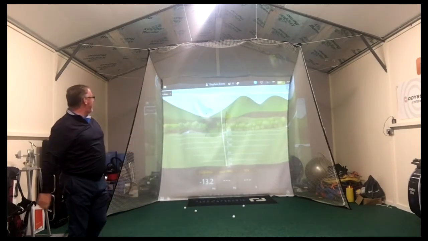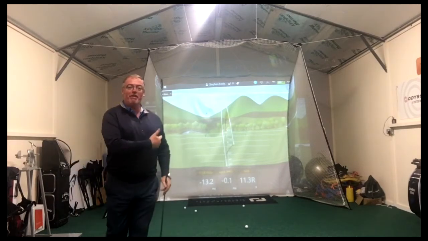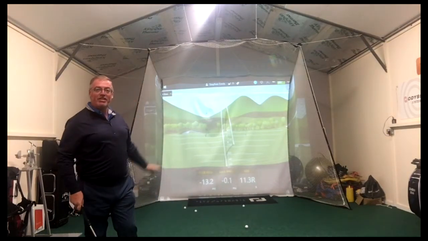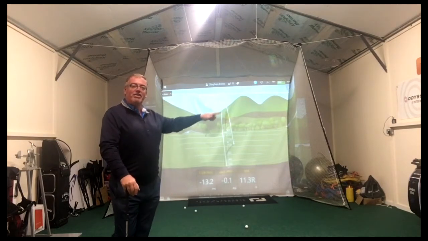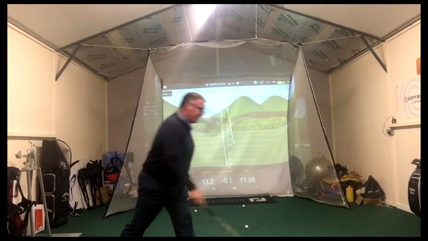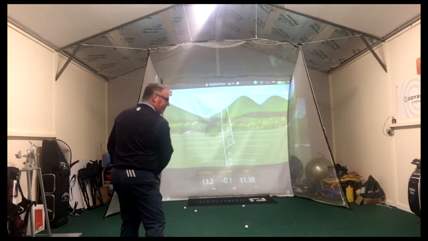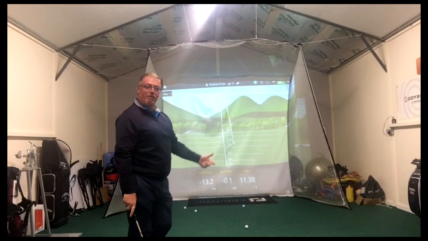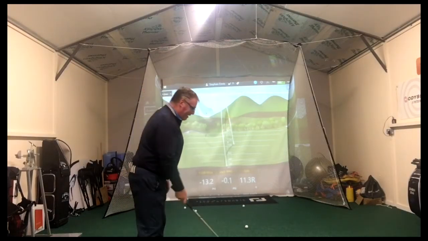Oh, we got a big path to the left. So that's the biggest path left that we've had, like 13 degrees. That thing finished 11 feet right of target. That's a good bit right of target. Even though we were swinging further left, because the face was pointing further right, the ball's gone there.